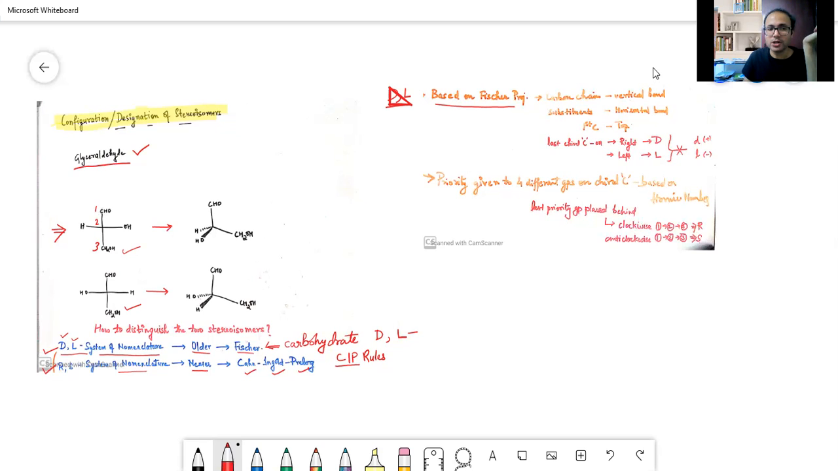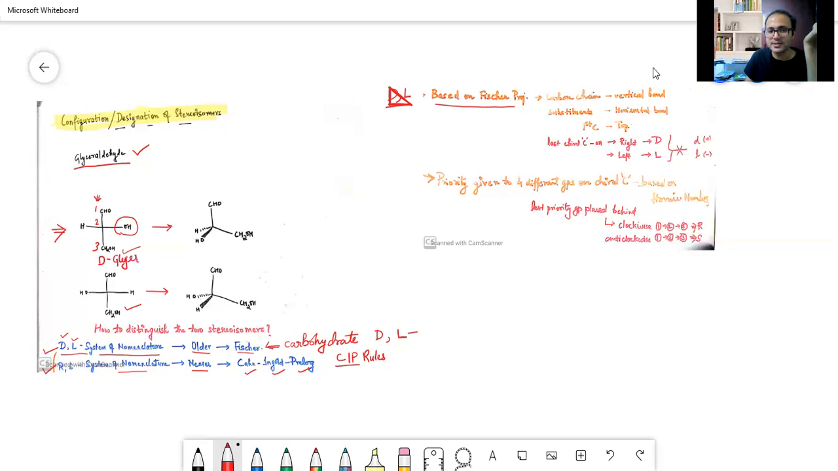Now, another important thing that you make sure while using this nomenclature is that you place the highly oxidized carbon, or the first carbon, on the top. Then you write it on the vertical chain, and then you arrange the substituents. After writing the substituents, if the OH group on the chiral center is on the right side, as in this case, we say it is D-glyceraldehyde.